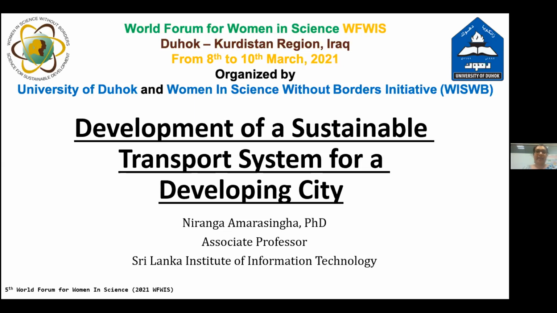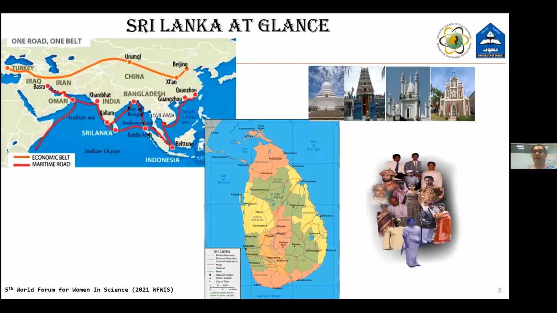The topic, as you see here, is the development of a sustainable transport system for a developing city. The developing city I have focused on is Colombo City, which is the capital of Sri Lanka. You can see in this map, Sri Lanka is here. It is located in the Indian Ocean. It's a South Asian country, and this is the enlarged version of the country. It is an island, and we have multicultural, multinational people in this country.